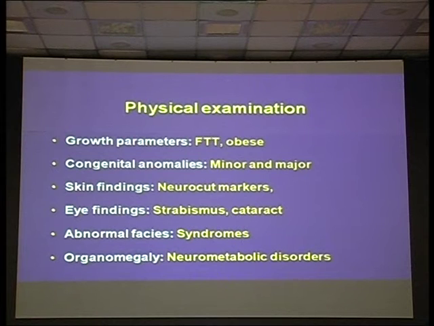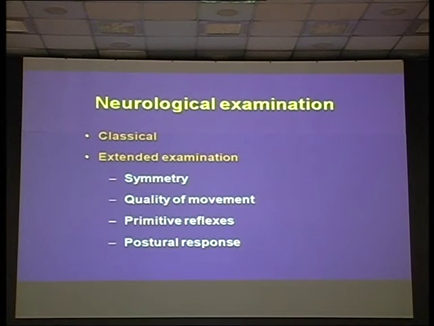A quick physical examination will give a clue. Most children with developmental delay will have either obesity or failure to thrive. Look for minor and major malformations. Look for neurocutaneous markers. Strabismus and cataract will usually be associated with developmental delay. Look for abnormal facies, syndromes, and neurometabolic problems. A child with developmental delay and organomegaly might have a neurometabolic problem. The neurological examination is important, but these 4 things are very important to identify developmental delay.